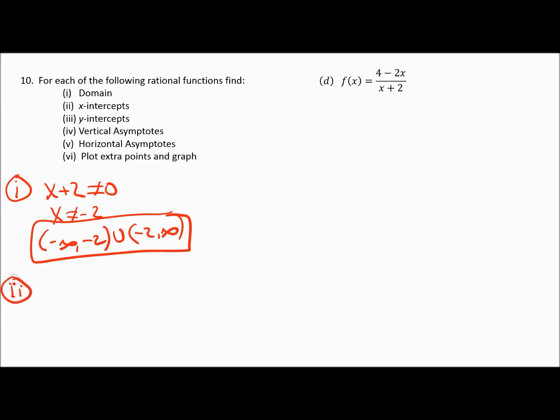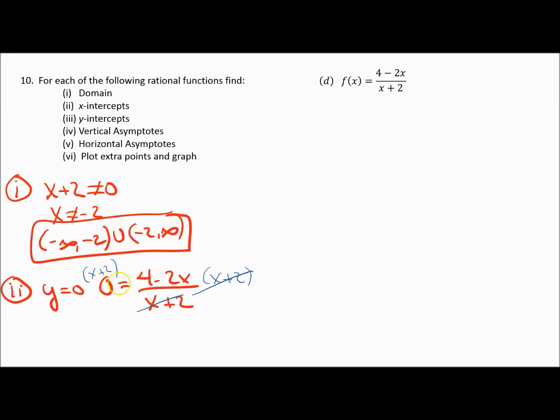The second step was to calculate the x-intercepts. To calculate an x-intercept, you always substitute y is 0. In this case, y is your f of x. And we're solving this equation. To solve a rational equation that has a variable in the denominator, you need to first multiply both sides by the denominator to get that x out of the denominator, and that cancels.